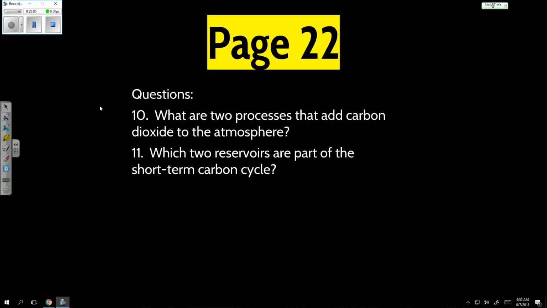Question 10. What are two processes that add carbon dioxide to the atmosphere? Respiration and combustion are two processes.